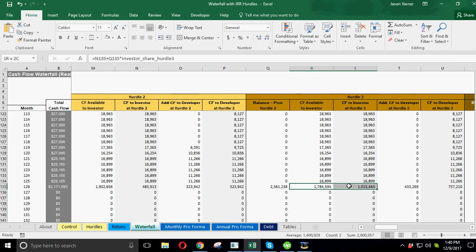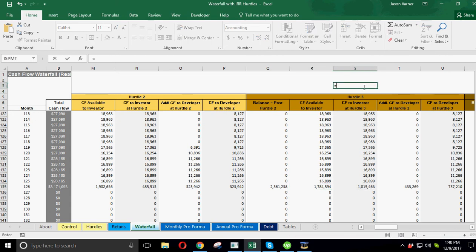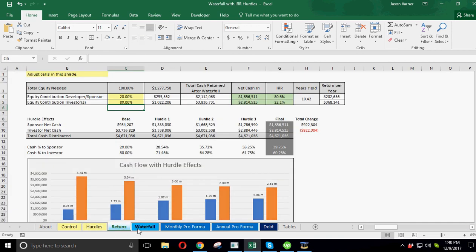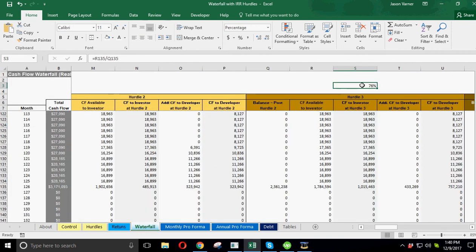Let's see. So cash available to investor, this divided by here should be 76. Hold on, what is that number? That's not the split. Cash flow to investor. $43, that's not it.